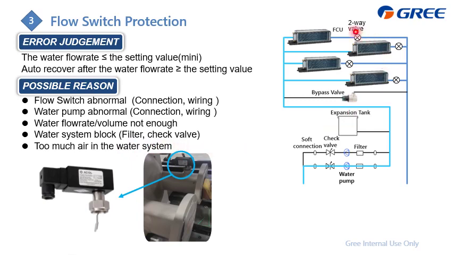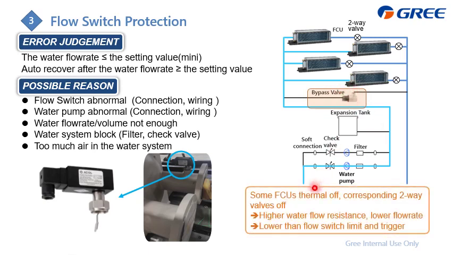And also here I will show you a case. In this case, you will find that this is the FCU, and sometimes you need to equip it with this bypass valve. The reason is, if some FCUs, like this one, reach the setting temperature, then the two-way valve will turn it off.